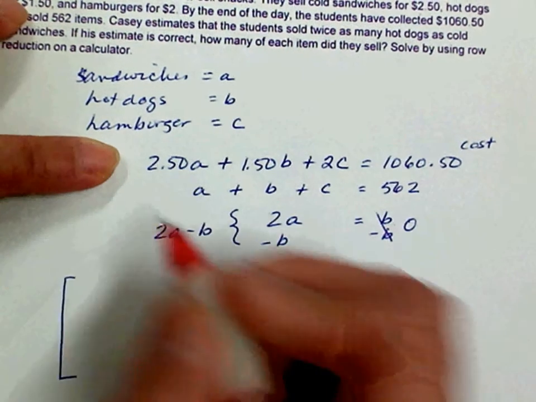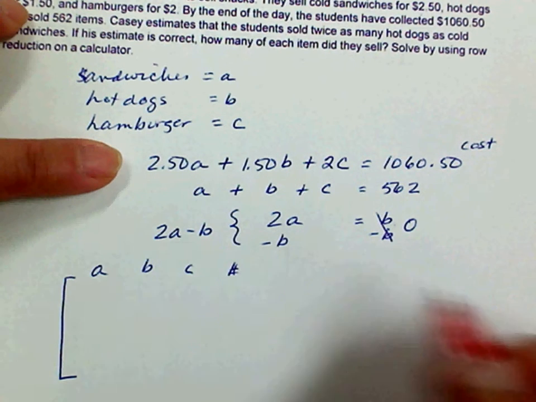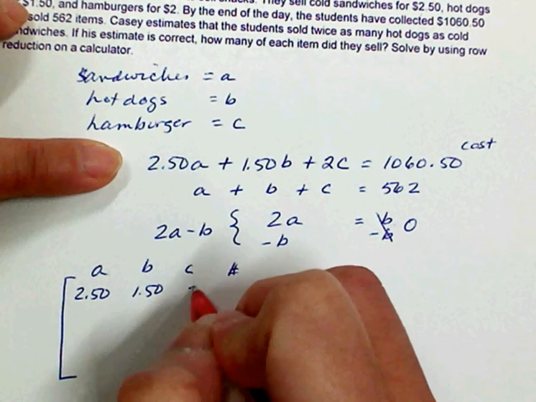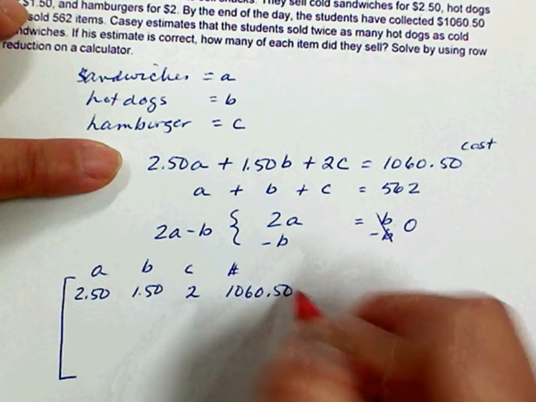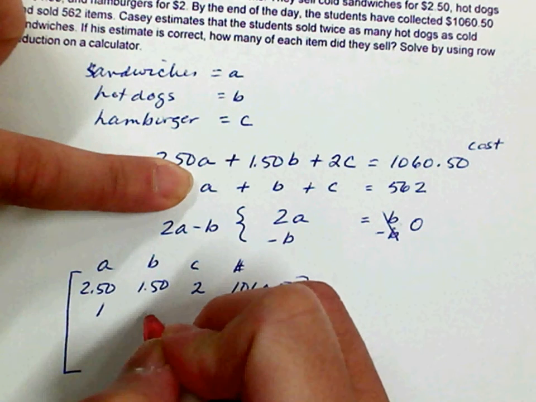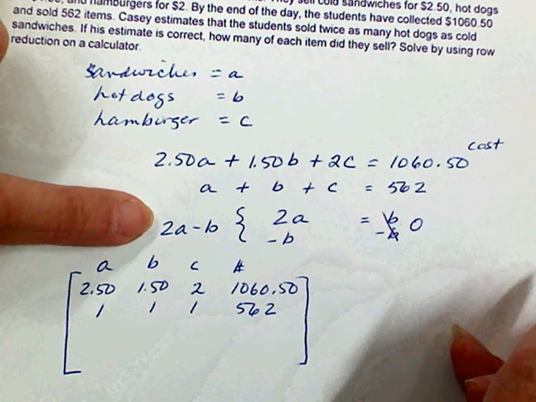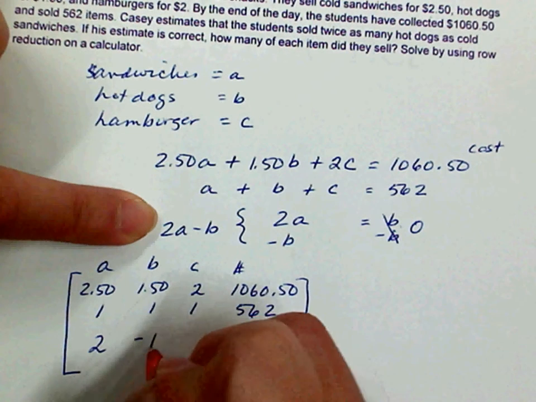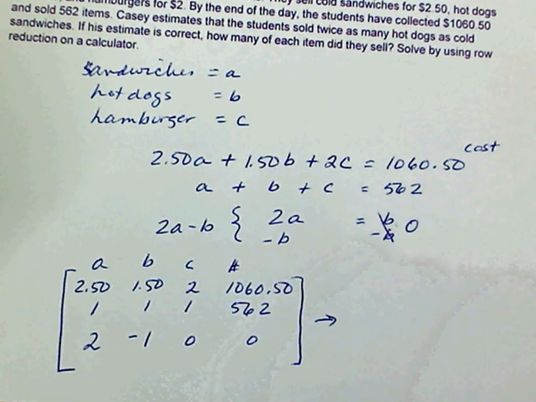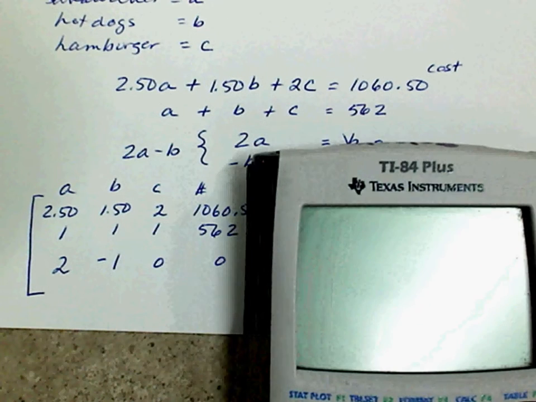So now I have somewhat of a scenario. Well, I can use RREF. Here's A, B, C, and then here are my values. The first one, 250A, 150B, 2C at the cost of $1,050. Second one, 1 item of A plus 1 item of B plus 1 item of C, and I sold 562 items. Here I have 2A, negative B, no C, and 0. So now I'm going to figure it out using RREF. So here's my formula.